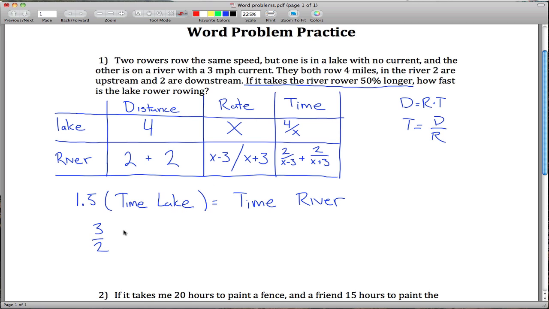Time on the lake is 4 over x. And the time on the river is 2 over x minus 3 plus 2 over x plus 3. I'm just pulling all that information out of this column right here. And 3/2 times 4 over x is 12 over 2x, which is the same as 6 over x. Sorry, 6 over x.